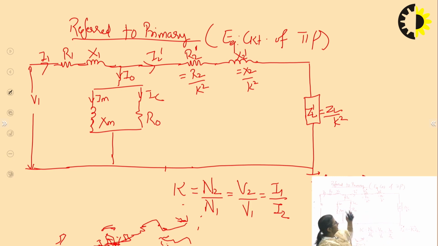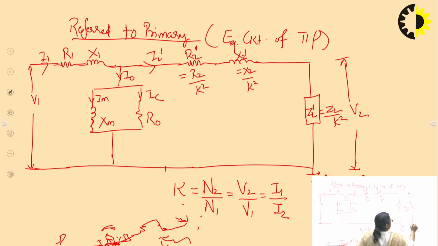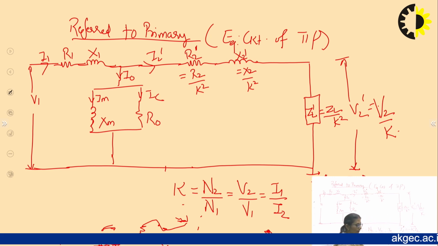Right? So that is k times I2. Now the one thing which is remaining is once again the terminal voltage V2 dash. That would be equal to the original terminal voltage which was there in the exact circuit, so it will be V2 by K.